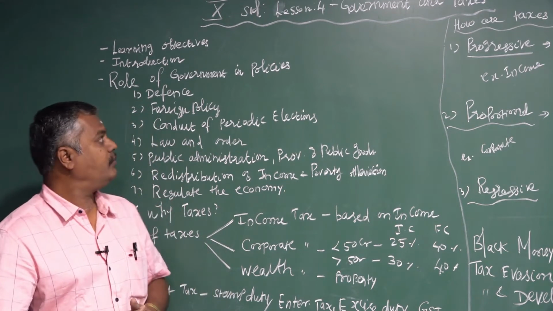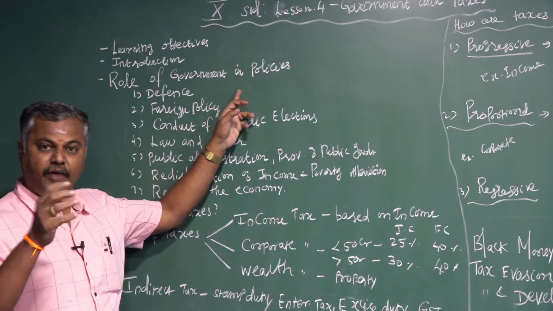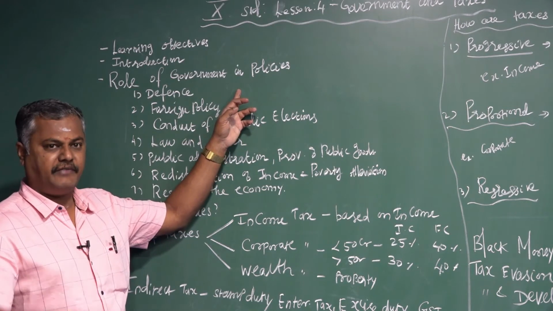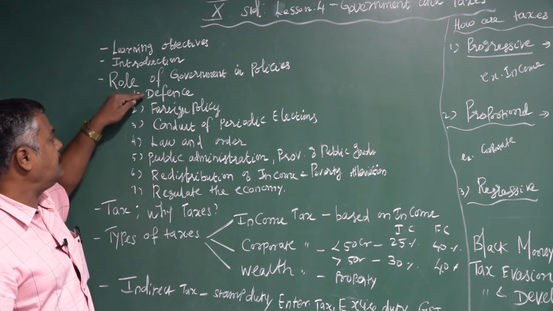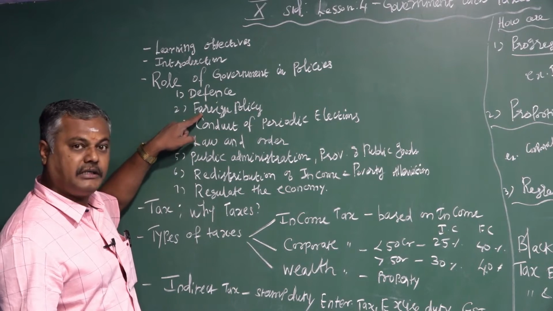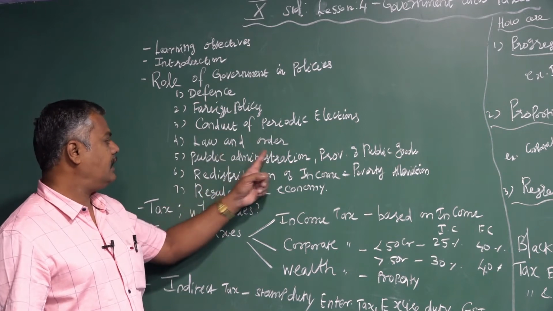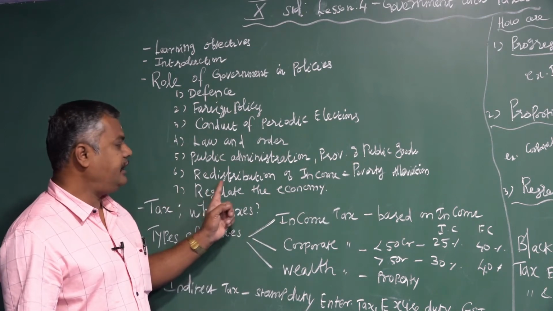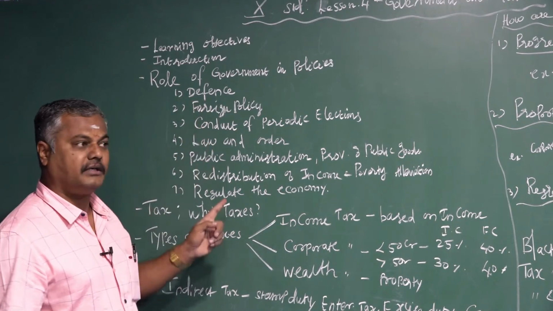Role of the government in development policies. The next heading is the role of the government in policies. In what way does the government spend the money in any country or state? After collection of the money, the country spends the amount on defense, foreign policy, conduct of periodic elections, law and order, public administration, provision of public goods, redistribution of income and poverty alleviation, and regulation of the economy. These are the concepts.